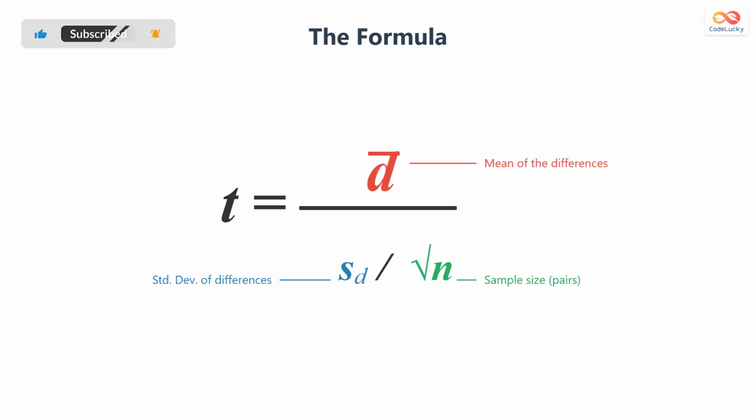Here is the formula for the paired t-test. It looks a bit complex, but let's break it down. The top part, d-bar, is simply the average of all the differences between your pairs. The bottom part represents the standard error. We take the standard deviation of those differences and divide it by the square root of the sample size. Essentially, we are comparing the average difference against the variation in the data.